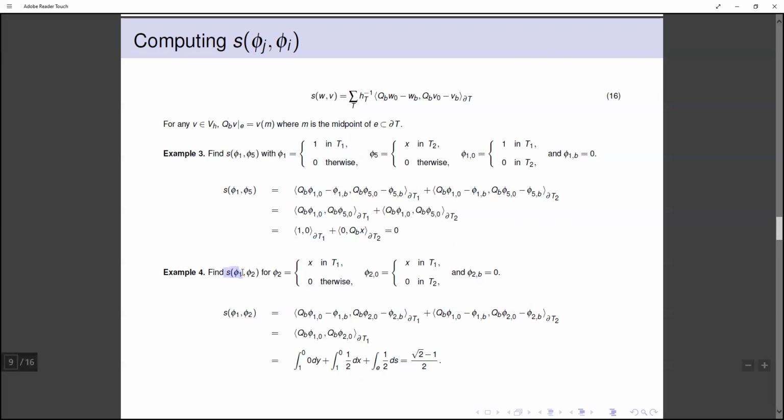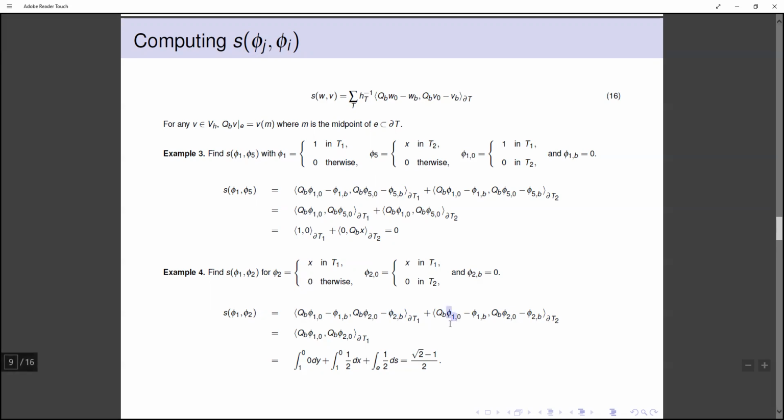Example 4, let's compute S(phi1, phi2). Remember, phi2 is equal to 0 inside of T1, and equal to 0 on the boundary of T1 and the other points. Okay, so let's find S(phi1, phi2). For the first line, just use the definition 15, and we have 2 elements, so we have to do partial T1 and partial T2. Again, phi1b and phi2b are zeros. That's by definition.